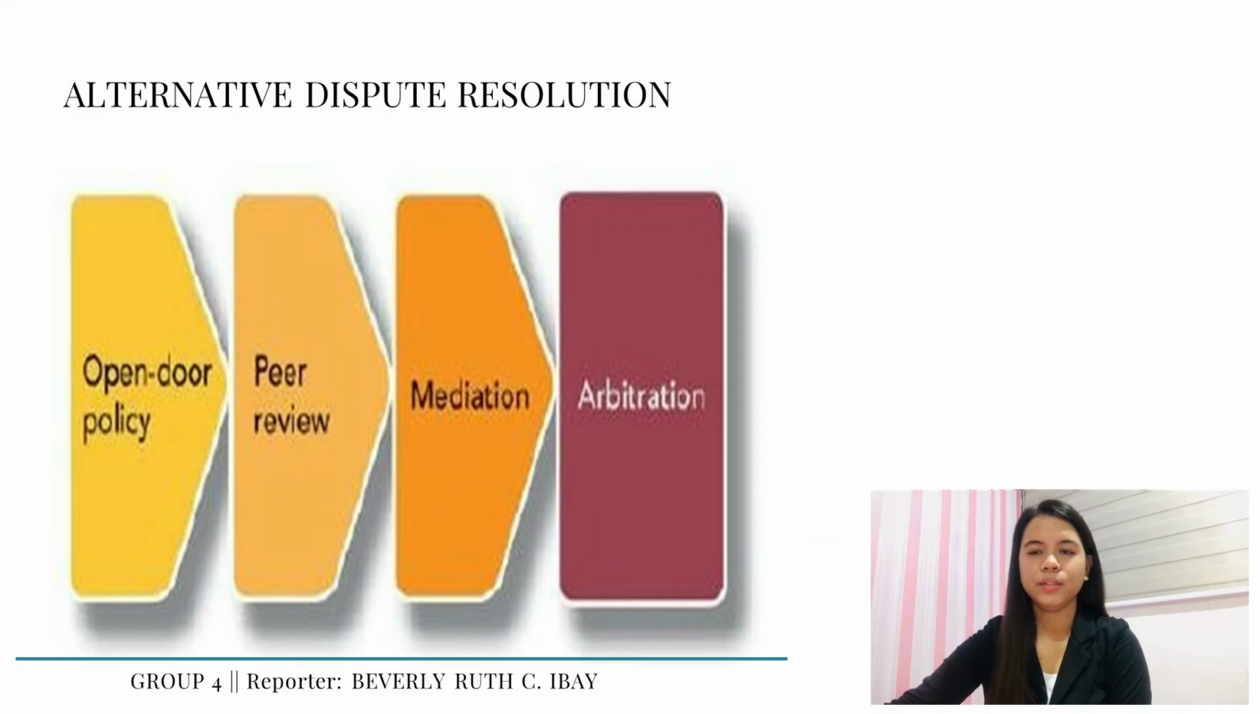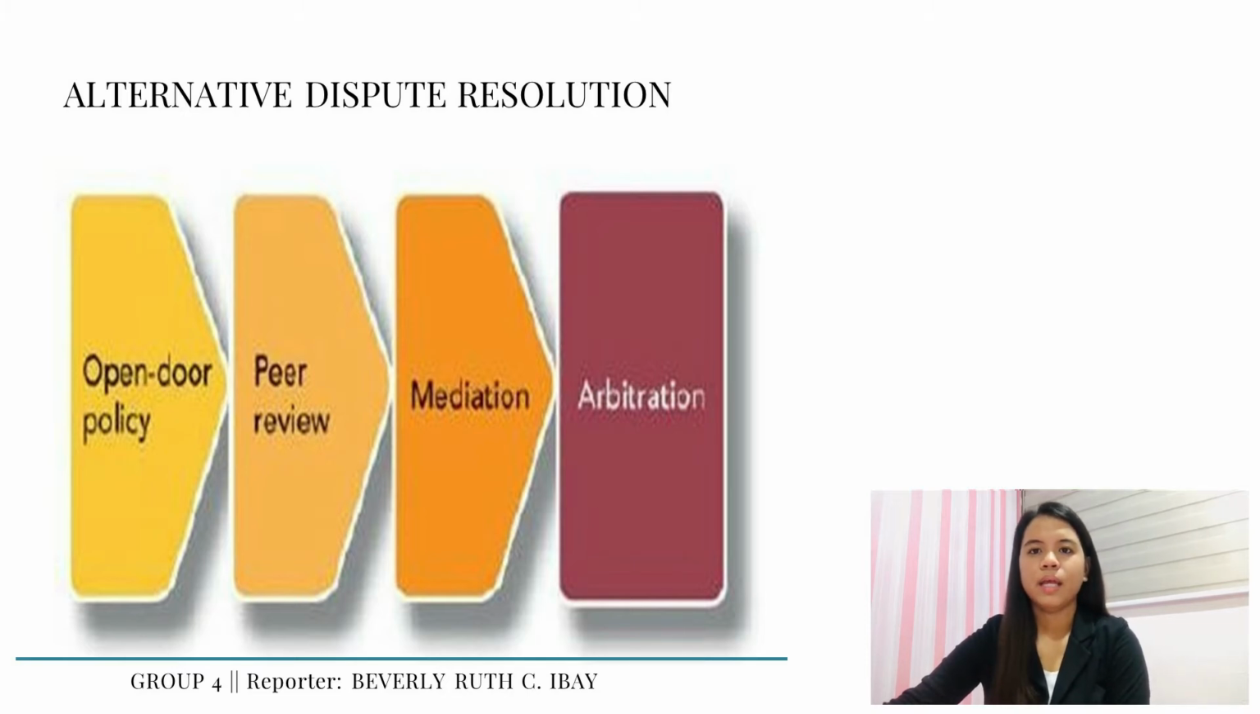Alternative dispute resolution can take on many different forms, but in general, ADR proceeds through the 4 stages shown in the slide. Stage 1. Open door policy. The two people in conflict, for example supervisor and subordinate, attempt to arrive at a settlement together. If none can be reached, they proceed to Stage 2.